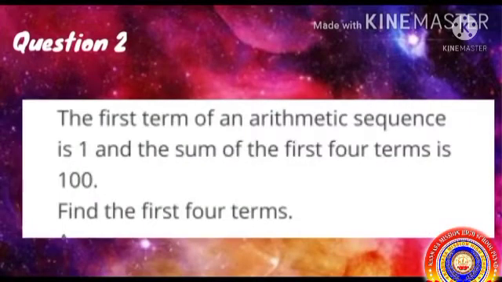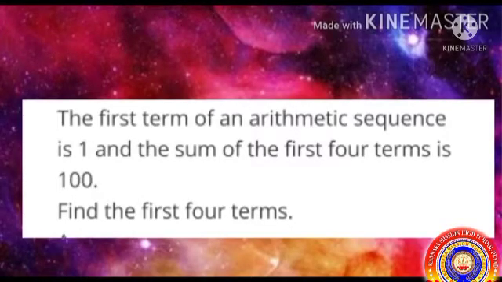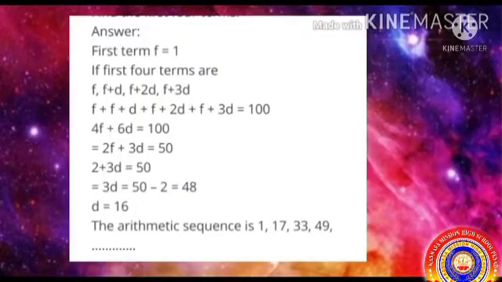The first term of an arithmetic sequence is 1 and the sum of first 4 terms is 100. Find the first 4 terms. Here we have to find the first 4 terms of this arithmetic sequence. For that, we consider the first term as f. The first four consecutive terms are f, f plus d, f plus 2d, f plus 3d. Next we take their sum, so it is equal to f plus (f plus d) plus (f plus 2d) plus (f plus 3d), which is equal to 100. That means 4f plus 6d equal to 100. That means 2f plus 3d equal to 50.